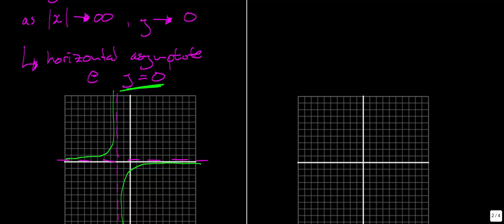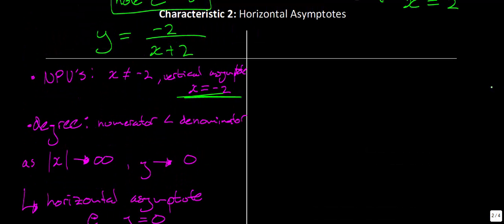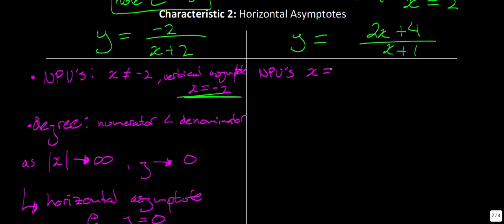Okay? Let's look at another one over here. Notice for this question that the degree is going to be slightly different. So we're really going to be focusing in on the degree here. But first let's start with getting our NPVs, just like we did before. So my NPVs, once again, is x cannot equal, in this case, -1, which means you're going to have a vertical asymptote at x is equal to -1. All right, so that's going to make one of those nice little vertical lines.